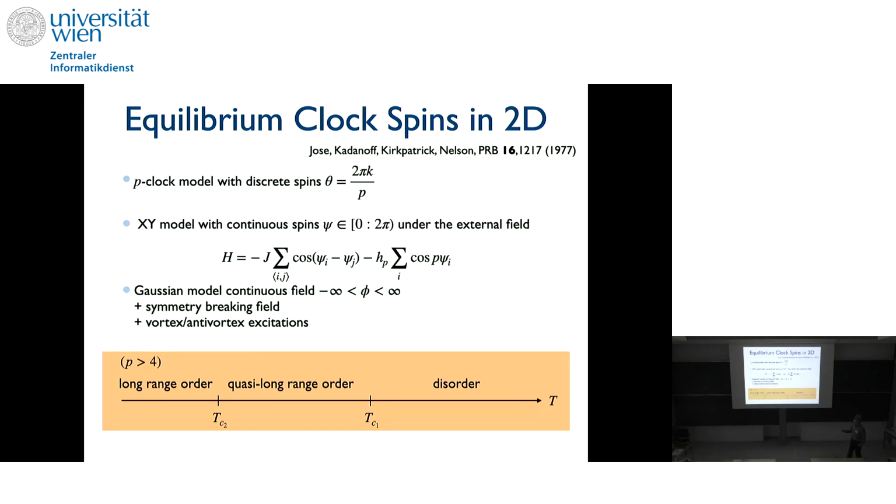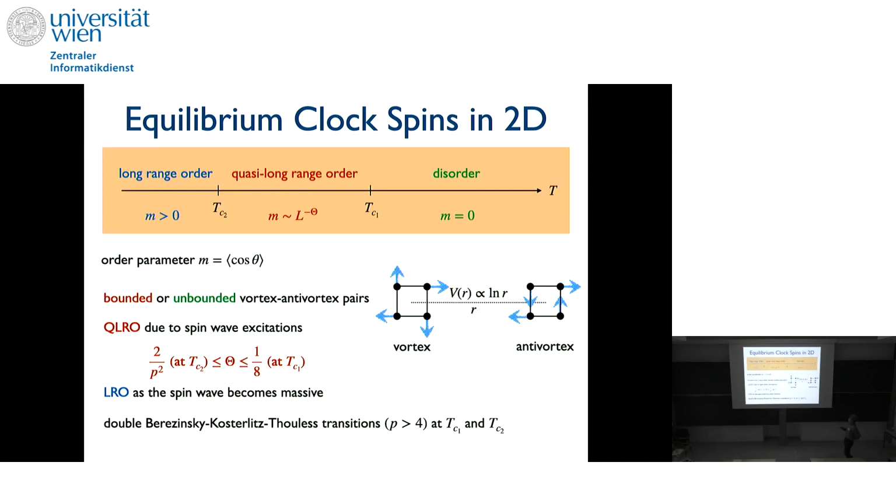When p is larger than 4. When p is less than 4, it's almost very similar to the Potts model, so I don't need to say. So when p is larger than 4, actually this system has two phase transitions. One is coming from this symmetry breaking field, and one is coming from this vortex transition. Okay? So there are two phase transitions.